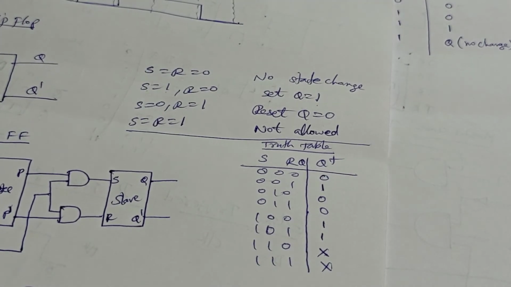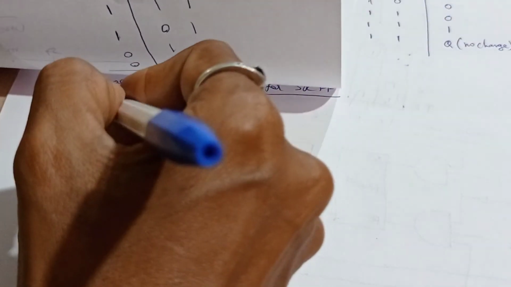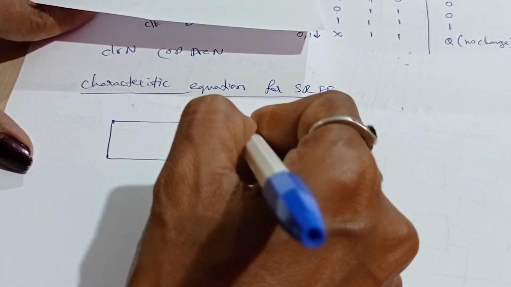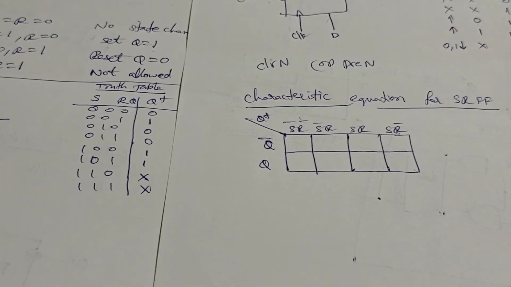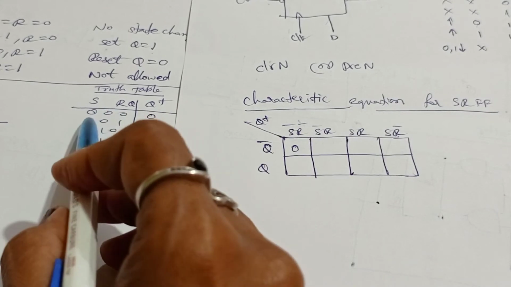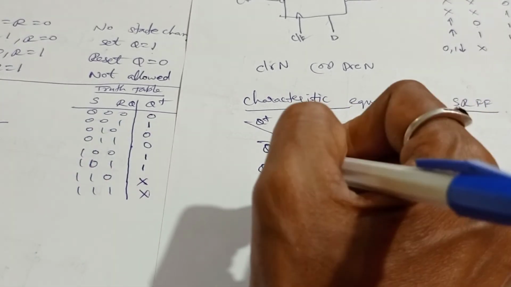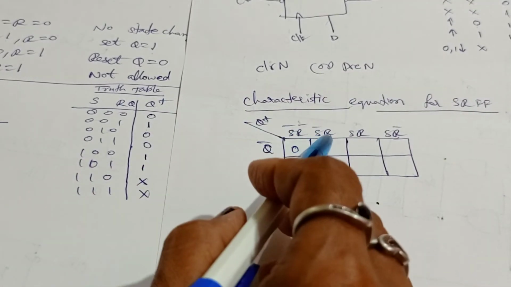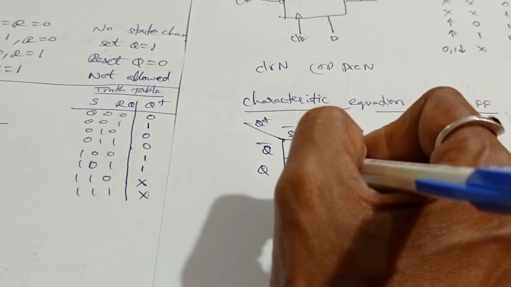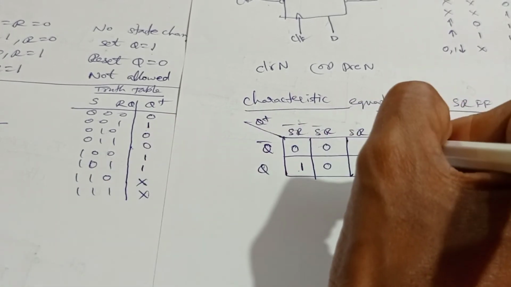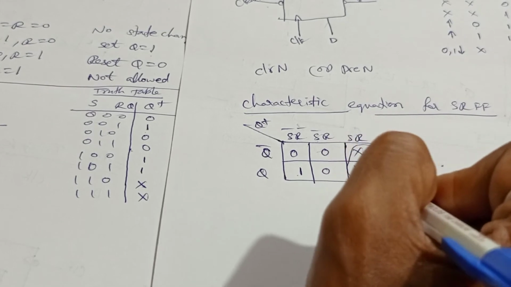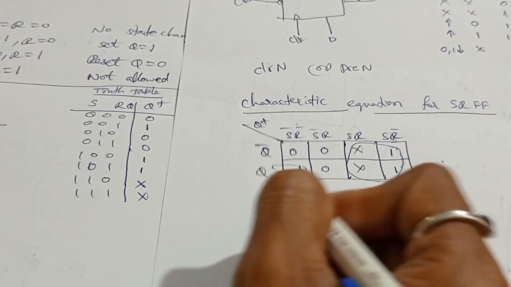By this, now we'll find the characteristic equation with the help of K-map. 0, 0, 0, it is 0. 0, 0, 1. 0, 1, 0, 0. 0, 1, 1, 0. 1, 1, don't care. By this, we can form a quad and a pair.